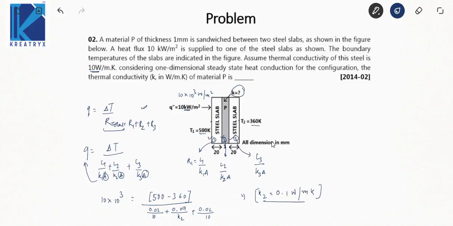Always, in the end when you solve the question, check in which units you have to fill the answer. Like here we have to fill the answer in watt per meter Kelvin, and we have got the answer in watt per meter Kelvin. Try to solve the question in SI units, because whenever you solve the question in SI units, the chances of you committing an error will be less. So try to solve the question in SI units always. Okay, let's move on to the next question.